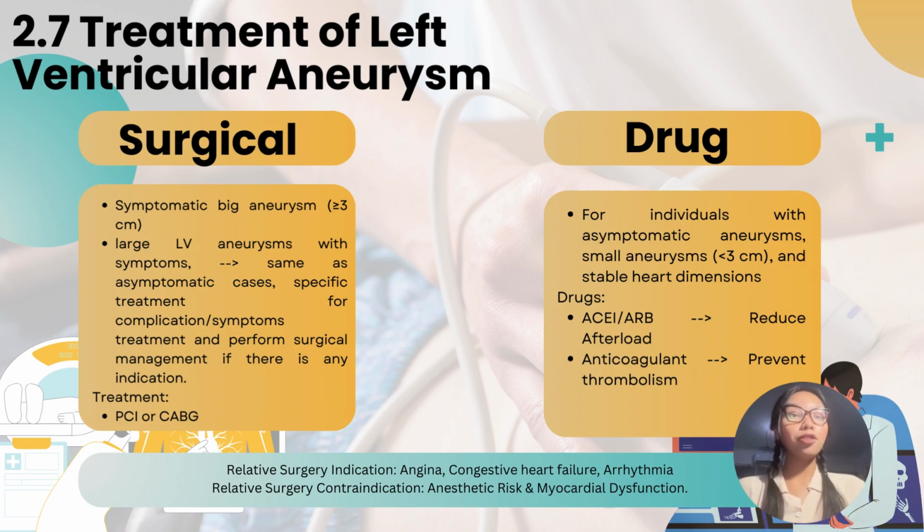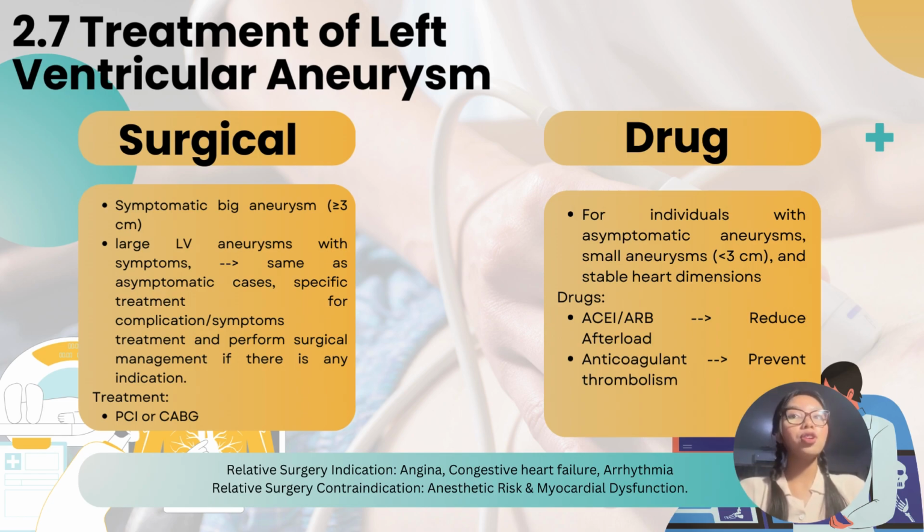The treatment of left ventricular aneurysm can be done by cardiac procedure or also conservative drug therapy. For individuals having symptoms and a big aneurysm more than 3 cm, it can be done by surgical treatment such as PCI or CABG.